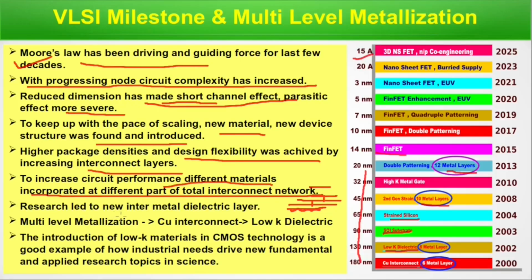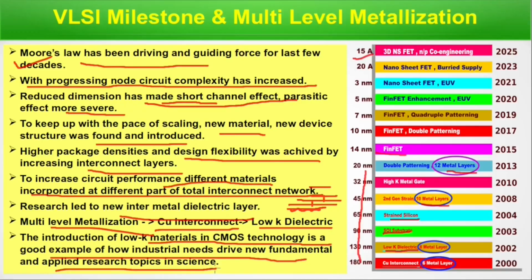So research led to a new intermetal dielectric layer. So multi-level metallization, copper interconnect, and low K dielectric, these 3 points are very closely knitted. The introduction of low K materials in CMOS technology is a good example of how industrial needs drive new fundamental and applied research topics in science. So we are done with this slide. We will move to the next slide.